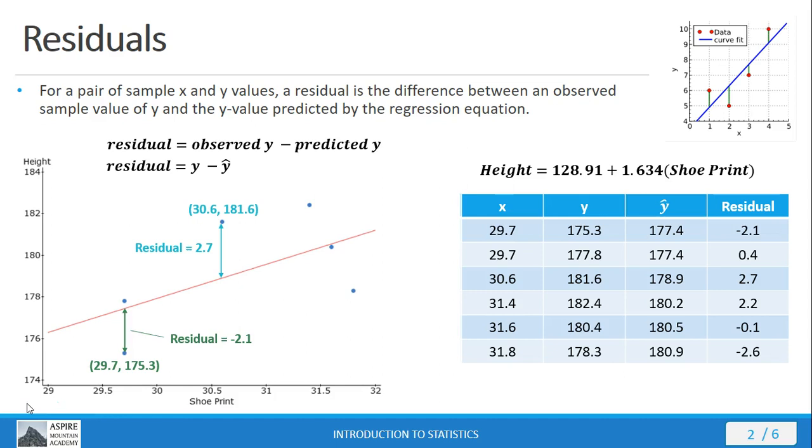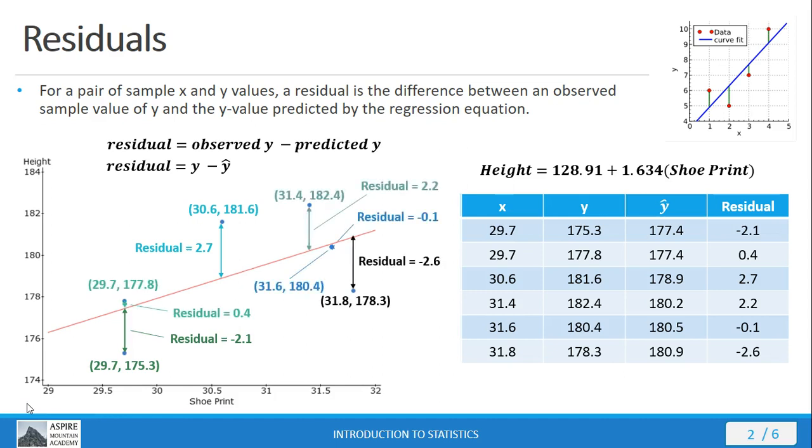And we could make the same calculation for each of the data points that we have here on the screen. So the residual is simply that vertical distance from the data point to the regression line. If it's negative, it means the data point is below the regression line. If it's positive, it means the data point is above the regression line.